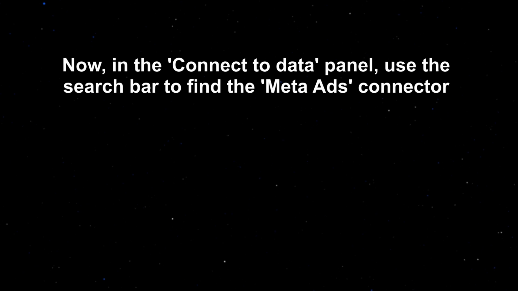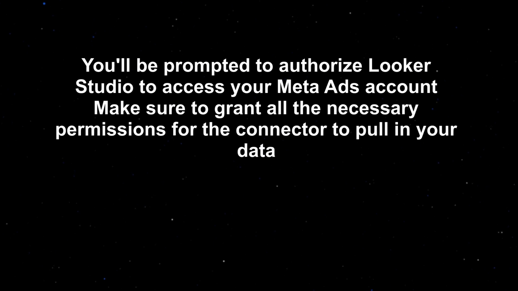Now, in the Connect to Data panel, use the search bar to find the Meta Ads connector. Click on the Meta Ads connector to begin the authentication process. You'll be prompted to authorize Looker Studio to access your Meta Ads account. Make sure to grant all the necessary permissions for the connector to pull in your data.